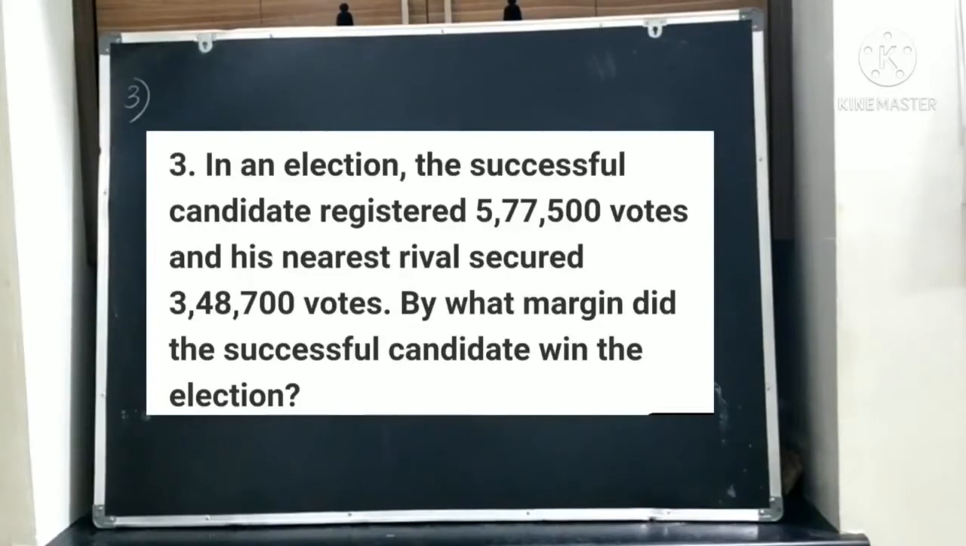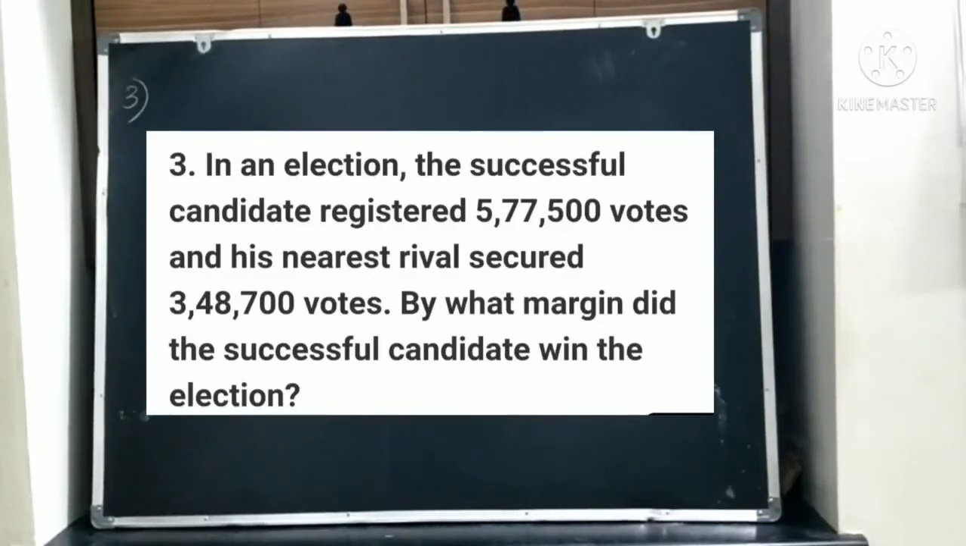So he got 3,48,700 votes. Now, by what margin did the successful candidate win the election? So, the successful candidate, the winner, what is the margin he got? That is, how many more votes did the winner get? So what do we have to do? Here also, subtraction. Clear? Okay, let's see the steps.